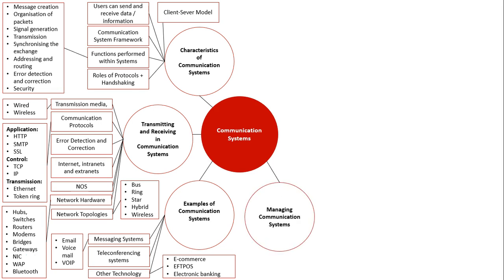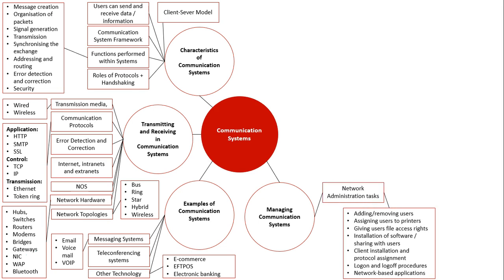The next area we'll look at is managing communication systems. And in this area, we have network administration tasks. So really, for a communication system, there's a lot going on in the setup and maintenance of that system. For example, adding and removing users, assigning users to printers, giving users access rights. Can they just view a certain file or can they actually edit the file? Installation of software, allowing them to do specific tasks on the network, doing a client installation or pushing things out through networks, assignment of protocols, log on and log off procedures, and other network-based applications.